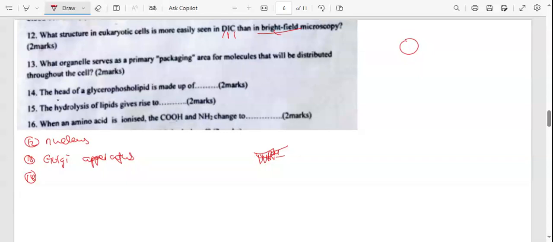Question 14 says the head of glycerophospholipids is made up of what? One of them is the phosphate group. So this is where we see something like a tail and also a head. The tail will interact with water, but the head won't. So the head is hydrophobic, and the tail is hydrophilic. That's the reason why you see salad or just some oils once you put them in water. The oils, that's the head part.